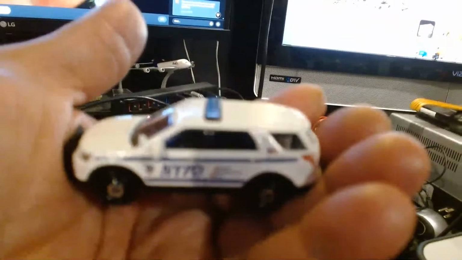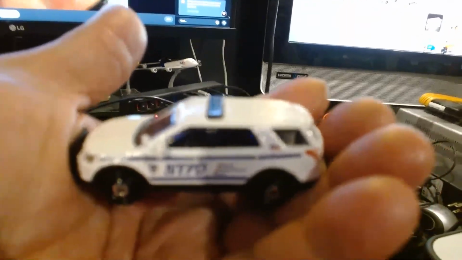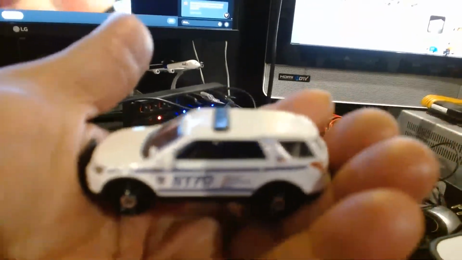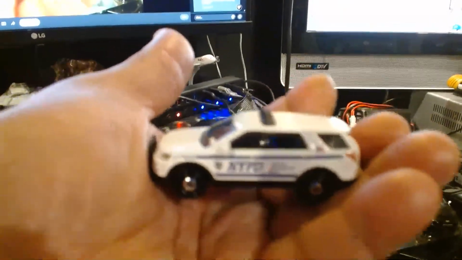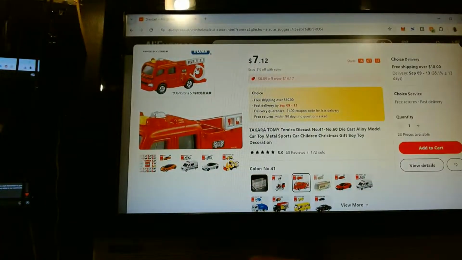Like me, I'm into model trains. I don't have my setup assembled yet. I have everything in crates. I want to set up a model train set. I plan to use some of these vehicles in the background for my model train layout. And people ask me, can you use Hot Wheels for model train? You can.